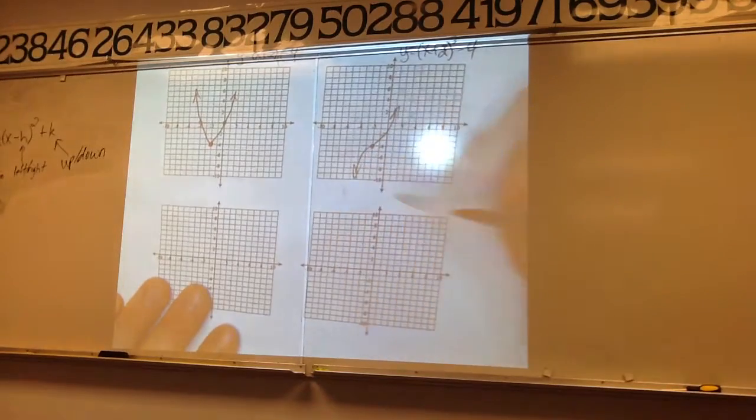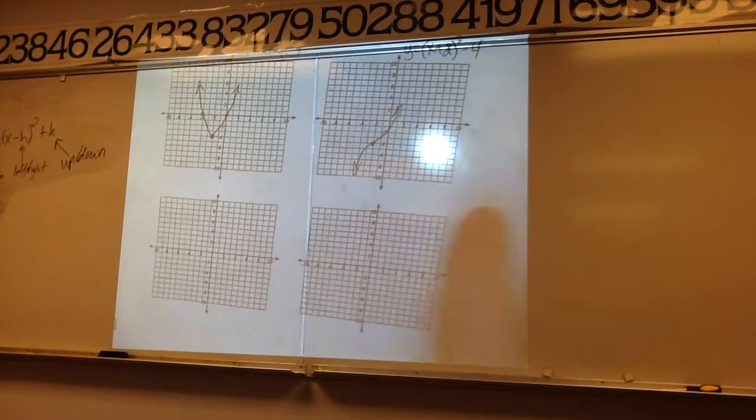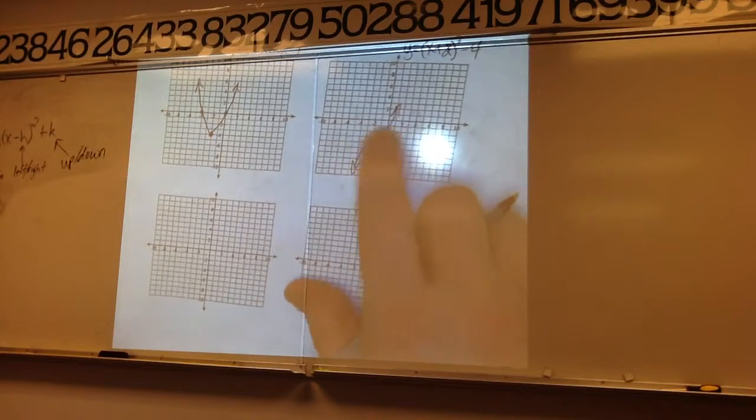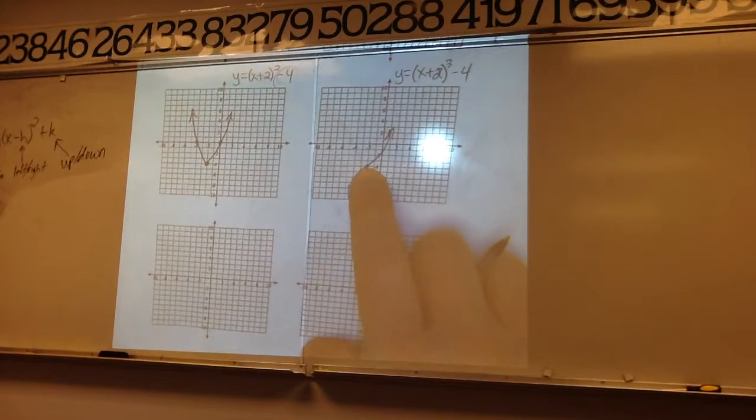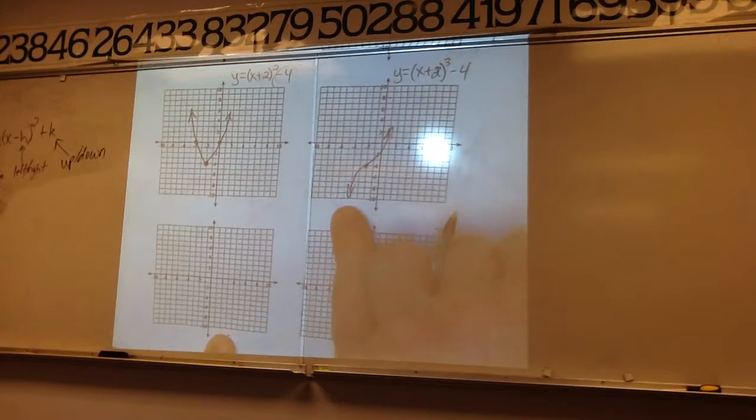I'm not doing x and y intercepts right now. I'm not doing perfect graphs. That in general is what it's going to look like. That middle point's going to be right there, and it's going to go up to the right and down to the left from that point.